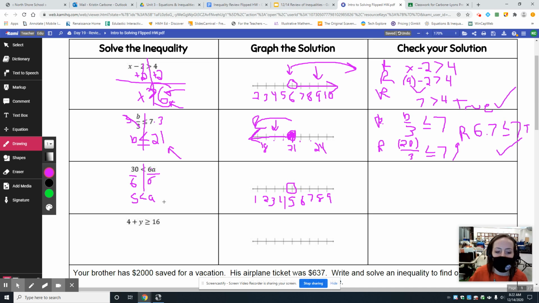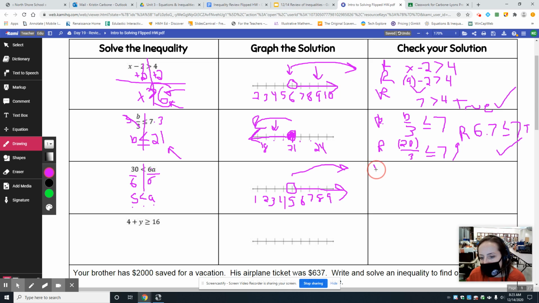Now this is a tricky one because this is 5 is less than a. I highly recommend always reading it from the variable side first. So a is greater than 5. That will make it easier for you to understand where your arrow goes. A is greater than 5, so it's all values greater than 5. So your arrow goes this way.